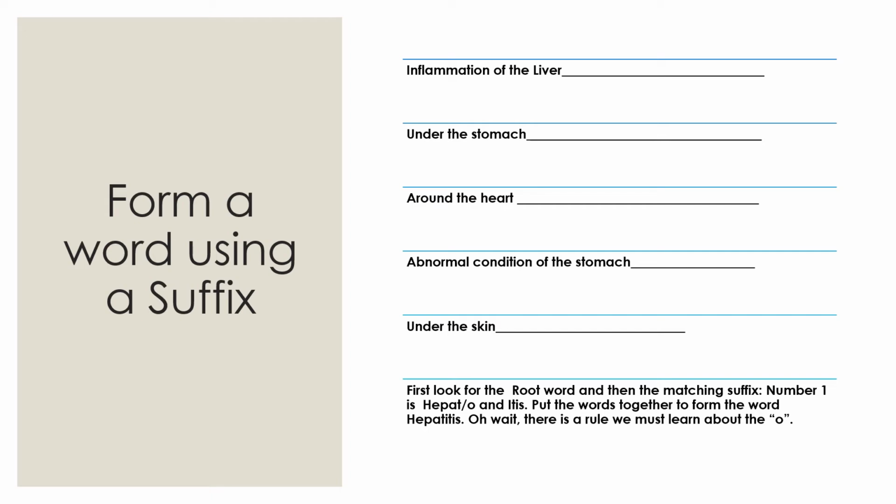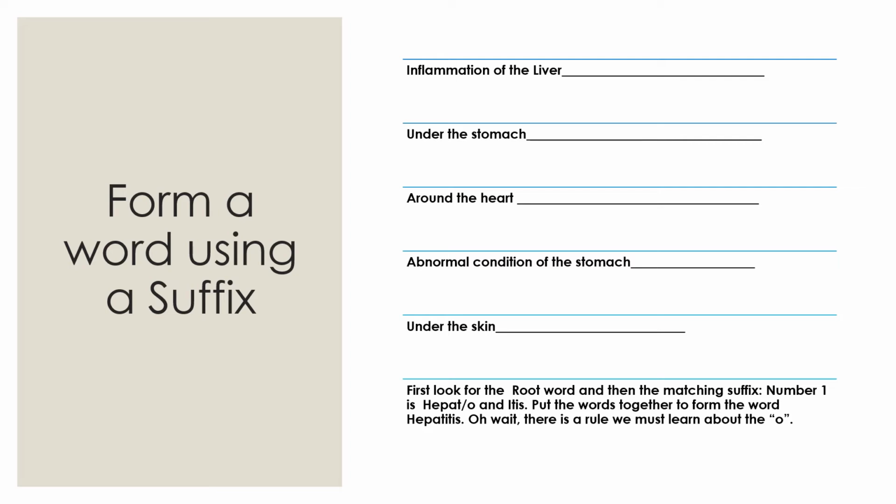So, liver, hepato, that's right. Inflammation, itis, hepatitis, yes. So think about it. Under the stomach. What was stomach again? Gastro. Under, sub. Oh, subgastric. That's the way it works. Around the heart. Peri is around. Pericardial. Abnormal condition of the stomach. Under the skin. Think about it. Subdermal.